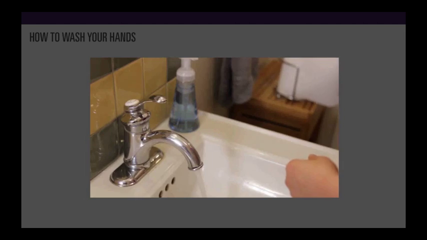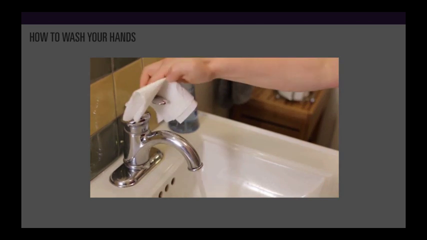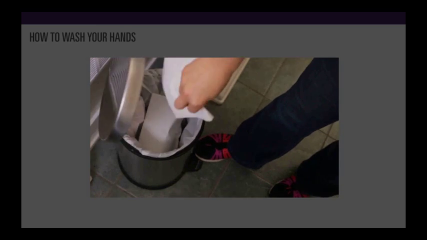Put the paper towel in the trash and tear off a clean new one. Use the dry paper towel to turn off the faucet. Put it in the trash.